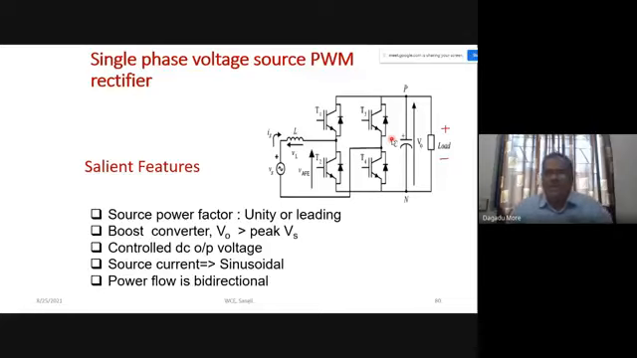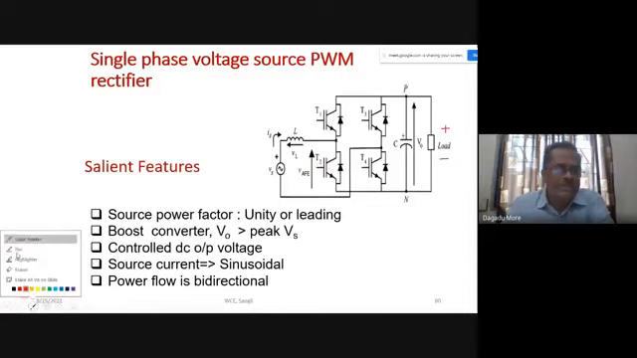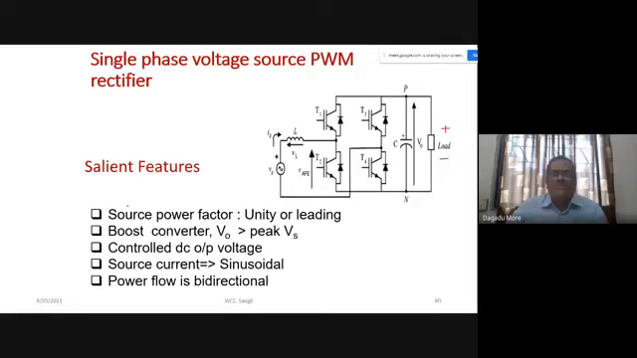Now here, we have already discussed this. This particular circuit is a PWM rectifier, and as we just discussed, it can work at unity or leading power factor. We are going to discuss how it works at unity, leading, or lagging power factor. That is a feature. It takes a sinusoidal current, which we also listed earlier.